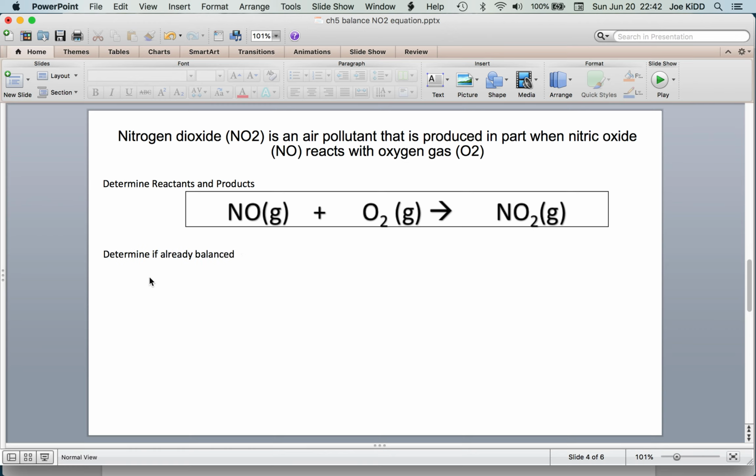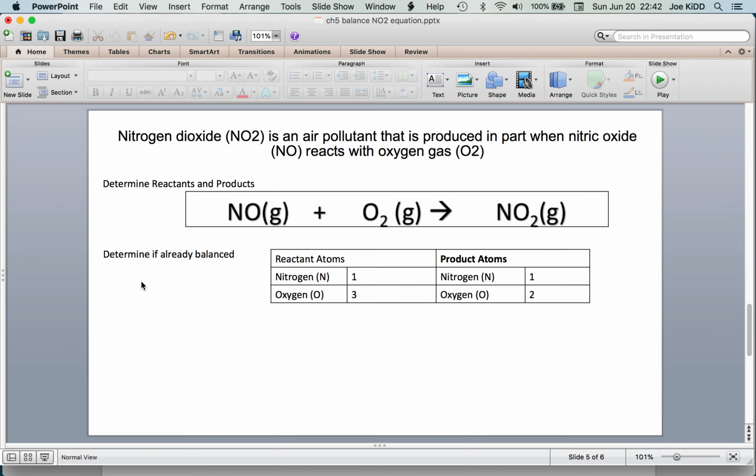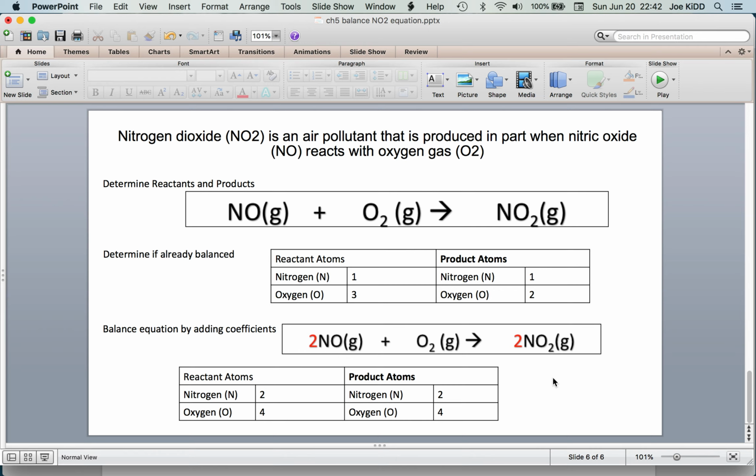Okay, after that we need to determine if this is already balanced or not. So we're going to go through and determine what atoms are on each side and how many of each we have. We have one nitrogen on each side, however we have 3 oxygens on our reactant side, and on our product side we only have 2. So we are not balanced, so we're going to have to figure out a way to balance this by adding coefficients.